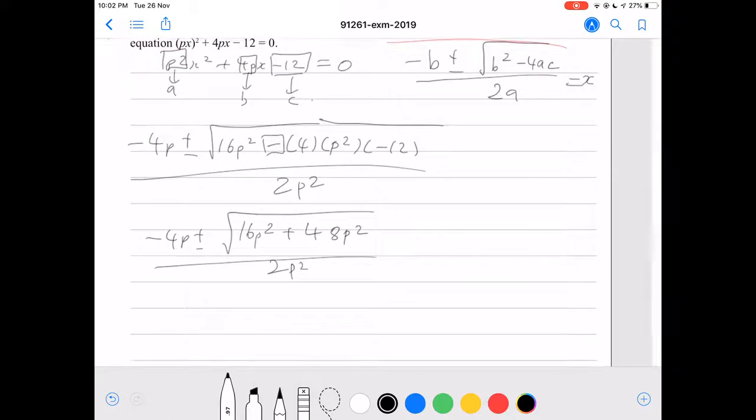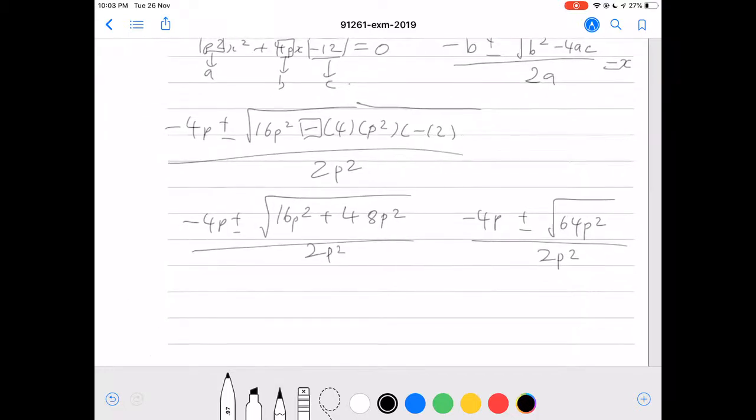Alright, so now it becomes pretty apparent. Negative 4p plus or minus square root of 64p squared over 2p squared. The square root of 64p squared, you can simply rewrite as 8p, since 8p times 8p equals 64p squared. So you can rewrite your equation as negative 4p plus or minus 8p over 2p squared.